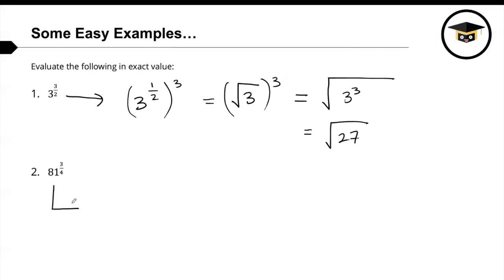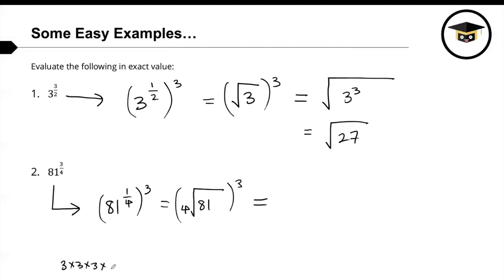So with this one over here, we've got 81 to the power of 3 on 4. So what we're going to do is, once again, we're going to say this is the same as 81 to the power of 1 on 4 to the power of 3. Now, the fourth root of 81. So that is what we get. Now, the fourth root of 81, if you put in your calculator, is actually an exact answer. It's going to be exactly 3. And that makes sense because 3 times 3 times 3 times 3, so 4 of them, is equal to 81. So the fourth root of 81 is 3. So we have 3 to the power of 3, and that's equal to 27.